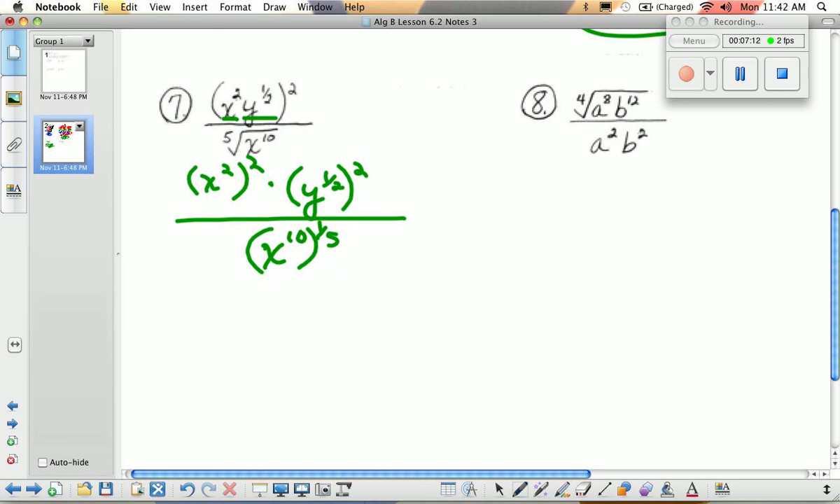So, x to the 2nd power raised to the 2nd power. What do we do? Multiply those. So we have 2 times 2. So it's x to the 4th times 1/2 times 2. Y to the 1st. Half of 2 is 1. Downstairs, 10 times 1/5, or 1/5 of 10 is 2. So that becomes x squared.